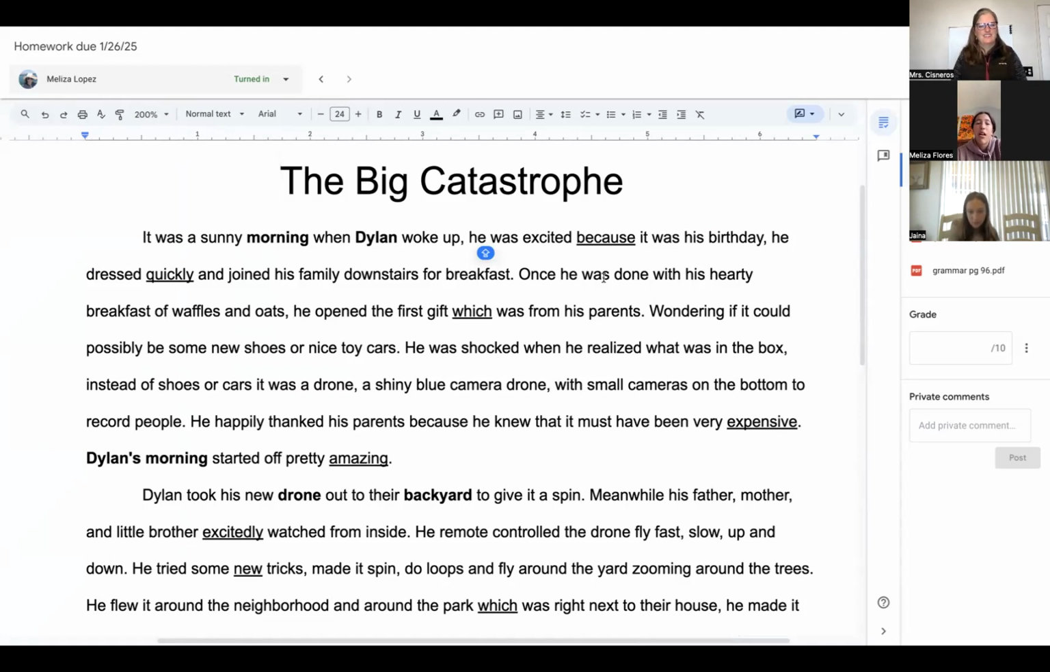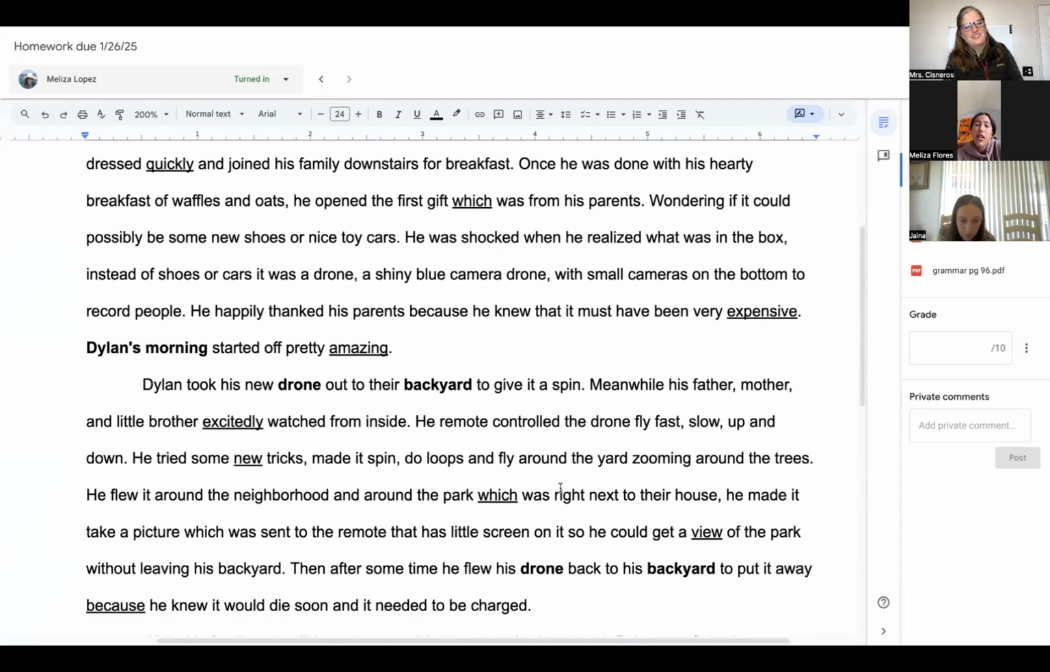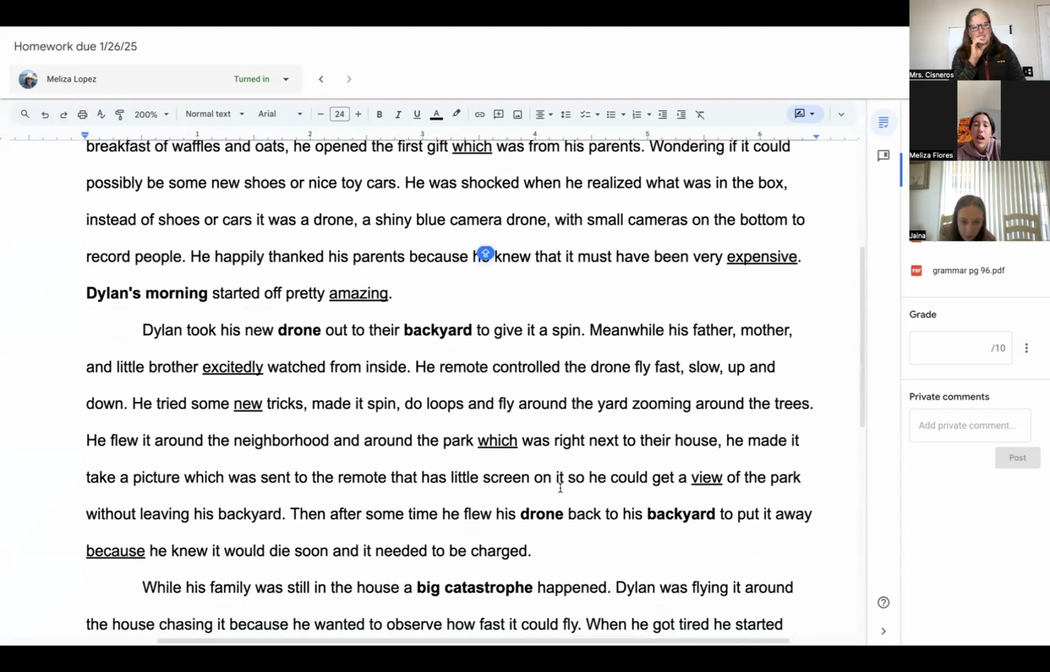Instead of shoes or cars, it was a drone, a shiny blue drone with small cameras on the bottom to record people. He happily thanked his parents because he knew that it must have been very expensive. Dylan's morning started off pretty amazing. Dylan took his new drone out to their backyard to give it a spin.